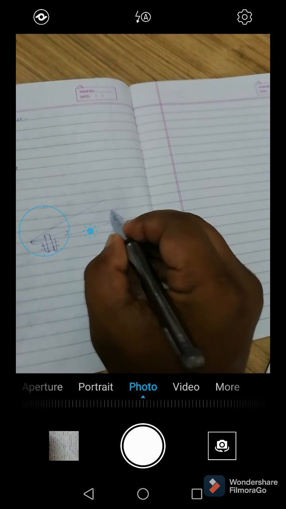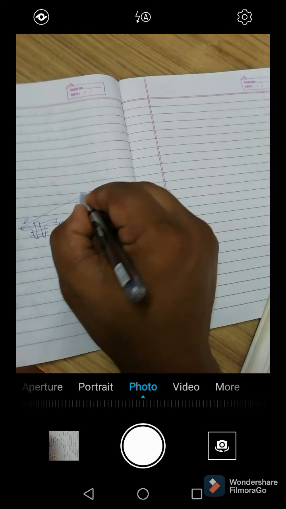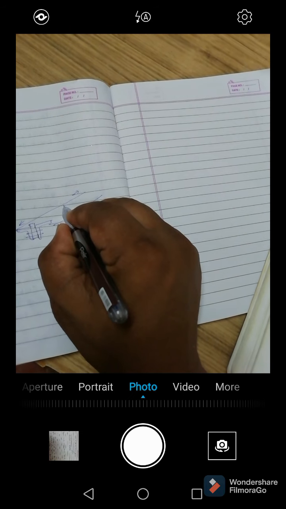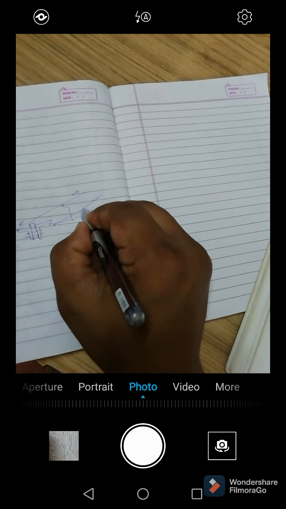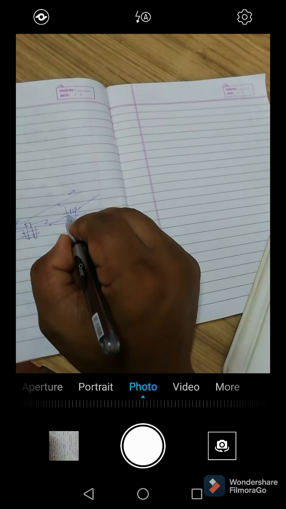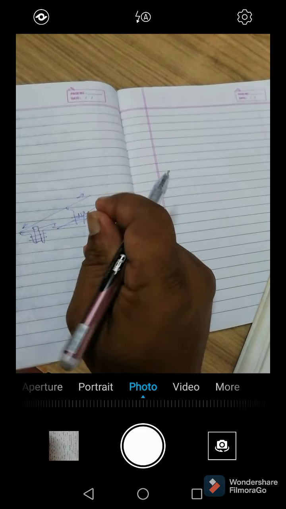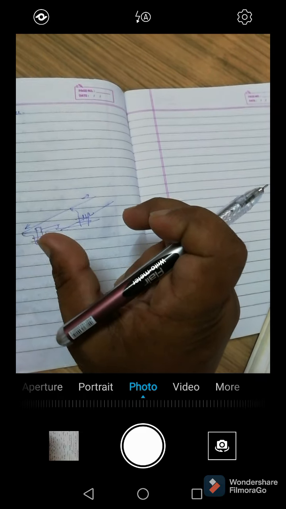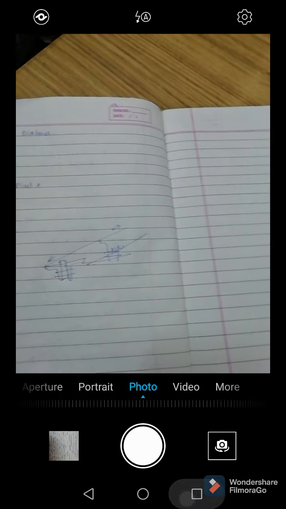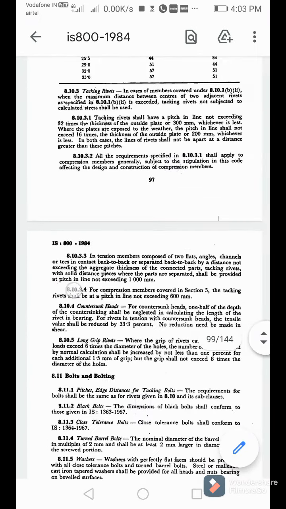At some distance we need to provide a separator here. The same thing we have to provide here, and this is the plate. So we are going to provide the tack rivet here. In a tack rivet we are not going to calculate the strength. Tack rivets are used only for holding the members and separators. Next, we are going to the code for bolt and bolting, pitch and tack rivet.